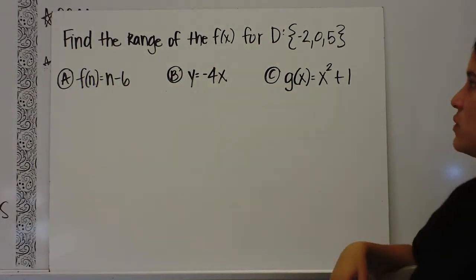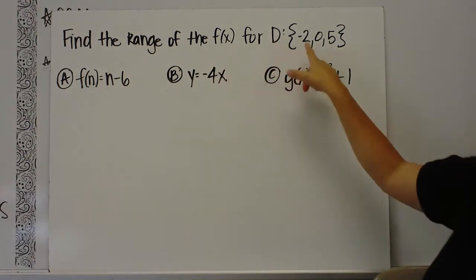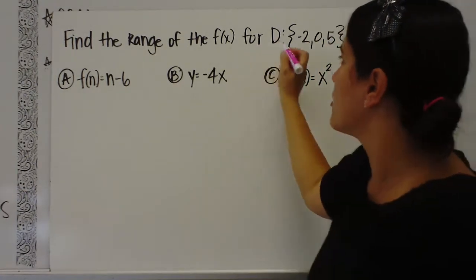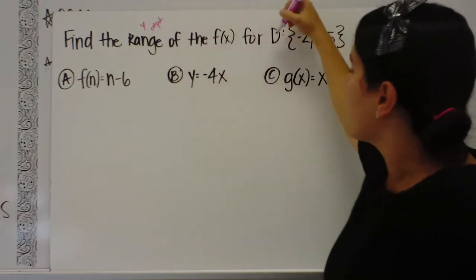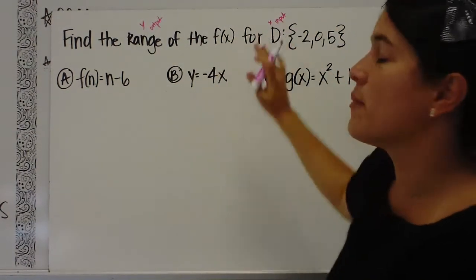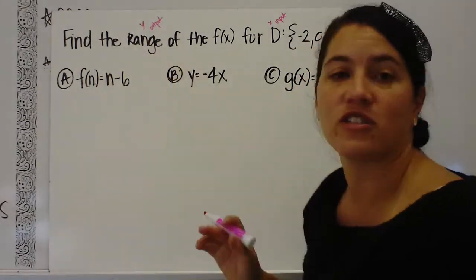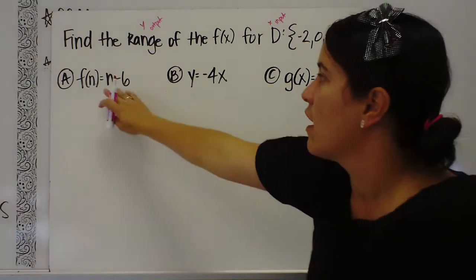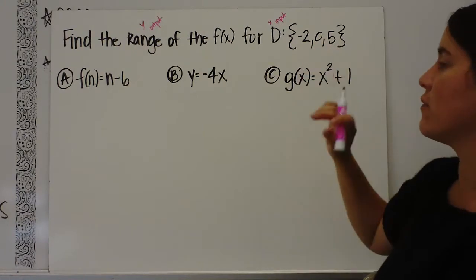All right, so some more examples. Find the range of the function for the domain is negative 2, 0, and 5. So we've gone over range and domain. So the range is the y values or the output. The domain are the x values or the input. The domain are the independent values. The range are the dependent values. But that's to come. So in our function, we need to input our 3 domains to get the range.